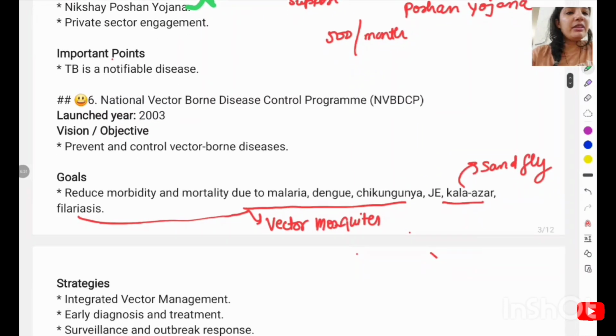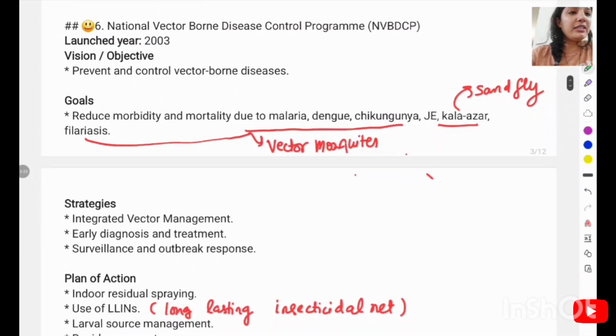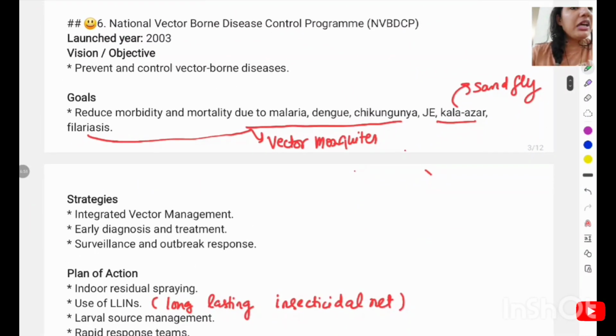Next program is the National Vector-Borne Disease Control Program. It is also important, but it is a very big one. There are 6 main diseases in this, so we have to write the 6 individually, and there are separate programs going on for them, but in this single program all are included. So it is one of the big programs, but they can ask one program out of this.